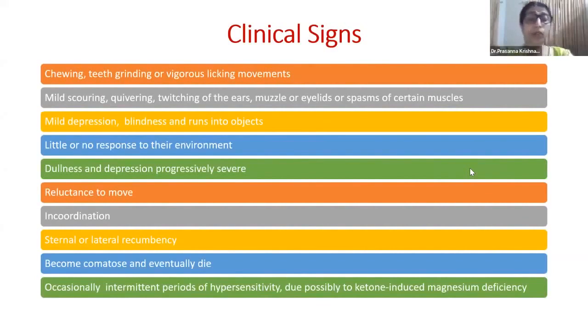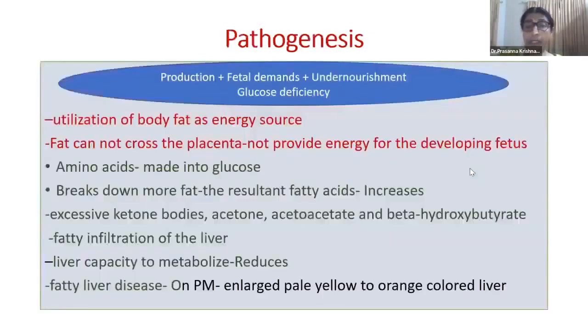Sometimes we may also find intermittent periods of hypersensitivity, especially maybe because of ketone-induced magnesium concentrations. But actually the reason for the development of these clinical symptoms is a mixture of conditions like hyperproduction, fetal demands, undernourishment, and glucose deficiency. So when there is deficiency of glucose, as we know, body fat is utilized as the energy source, and this fat cannot cross the placenta. So the fetus again is still not getting sufficient energy.